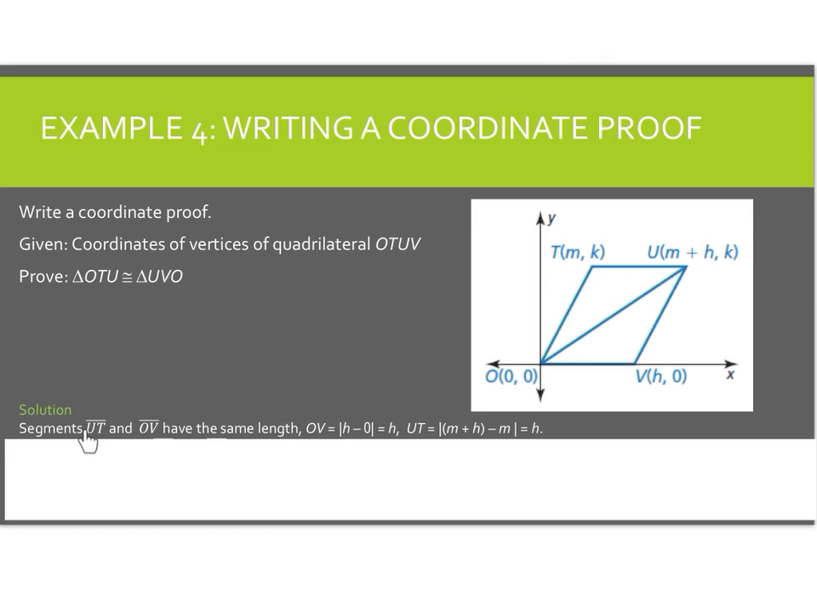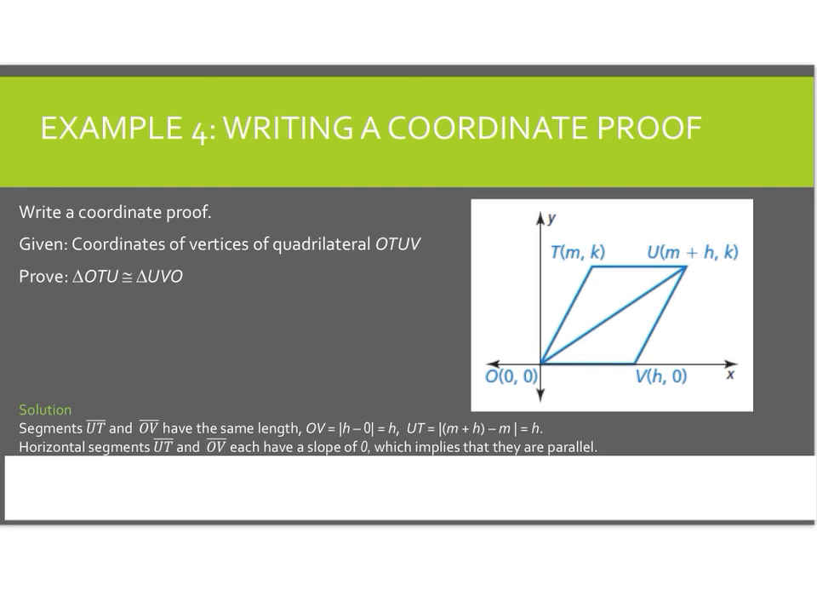So in this case, for the length of UT, that's a horizontal distance, so you're just counting from one location to the next location. So you've got M to M plus H. So M plus H minus M cancels the M's, leaving you with just H, and distance is always positive, which is why we have our absolute value signs here. So it'll be a positive distance of H. So U to T length is H. And then the length of OV is H minus 0. We want the absolute value of this length. Again, it must be positive, so it comes out to be H.